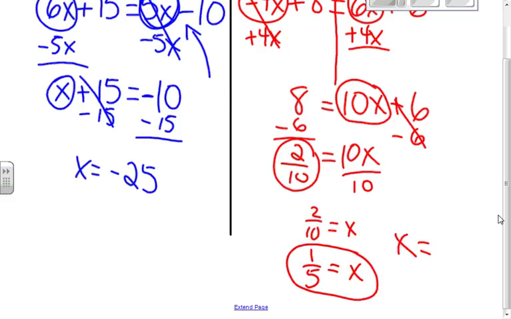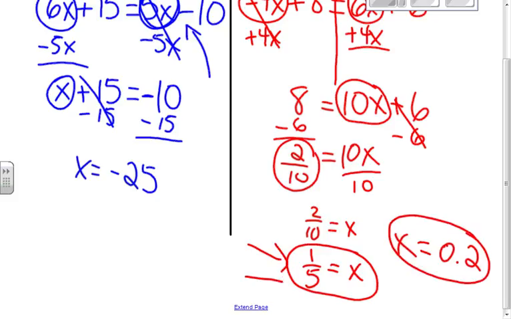Now, 1 over 5 as a decimal is 0.2. So if you got that, that's also correct, but we need to get used to fractions because in Unit 2, we're going to be using fractions a lot for a very specific reason.